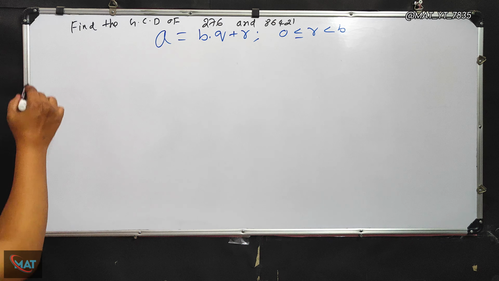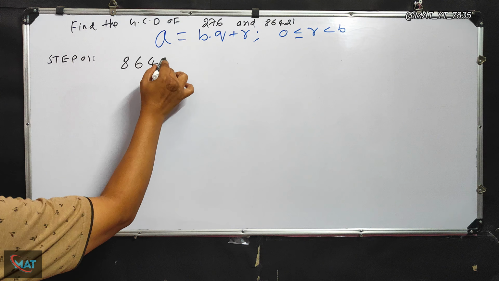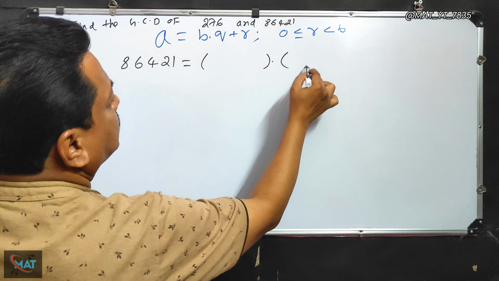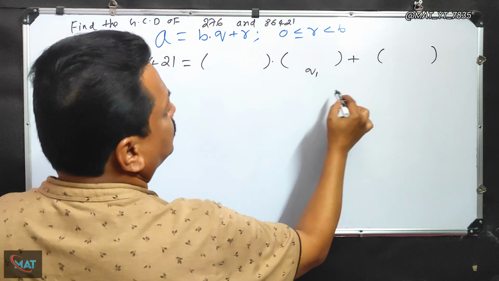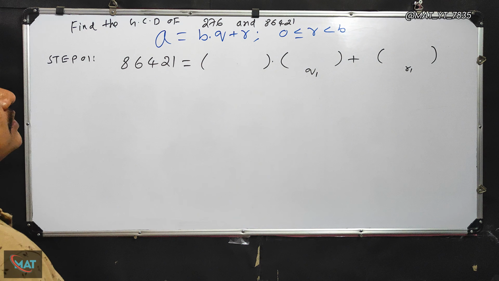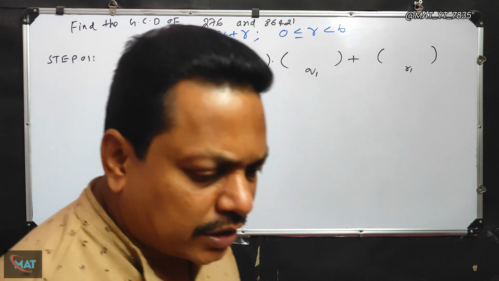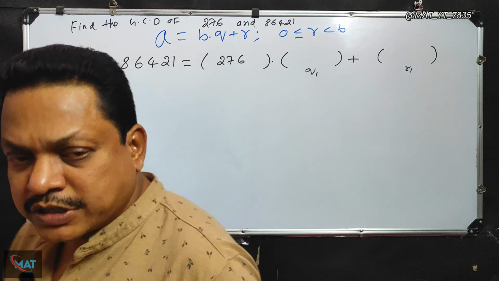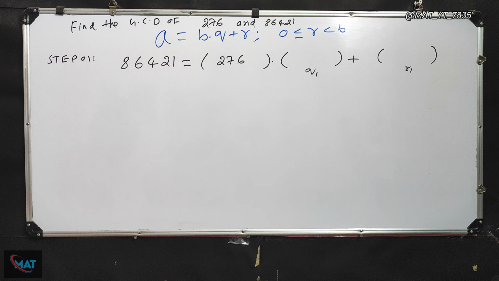B is a divisor. So step 1, the larger number is 86421. As I told you, give 2 empty brackets with a product sign plus one more bracket for the remainder. Let us indicate this one as Q1, first quotient, first remainder. The divisor is 276. Now what I told you, first you take a calculator, it will save time instead of doing manually. First, what number you have to take here, so that we get a close number to this value 86421.